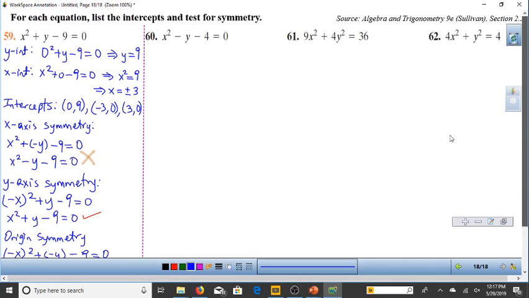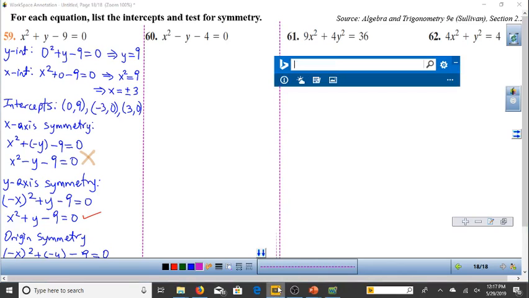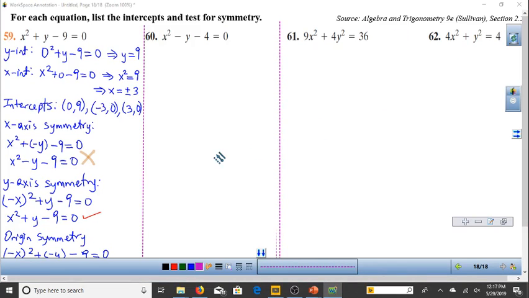Now let's try another one here. Let's go with this number 61. I leave you to do number 60 on your own. Number 61. What we do here is we check for our intercepts. And in fact, I would like you to try number 62 when we're complete. We are to check for our y-intercepts. We simply replace all our x's with 0.